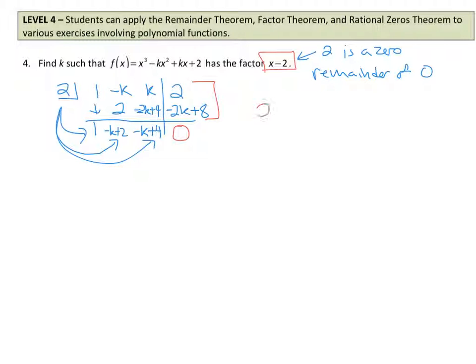So I do 2 plus negative 2k plus 8 equals 0. And I solve this equation, negative 2k plus 10 equals 0. Subtract 10 from both sides, and we get negative 2k equals negative 10. Divide both sides by negative 2, and k equals 5.